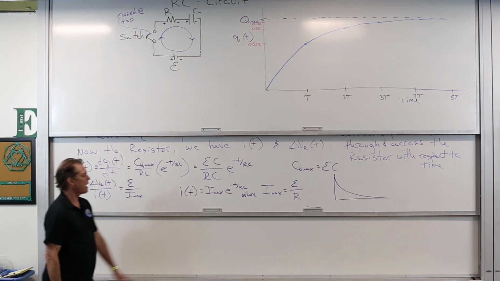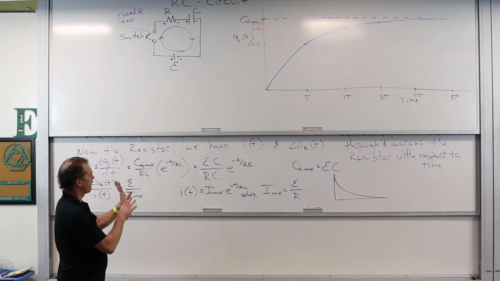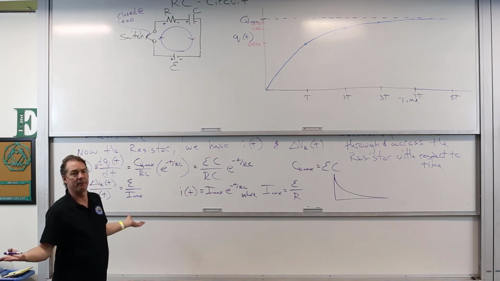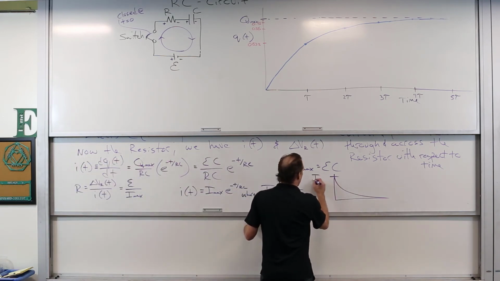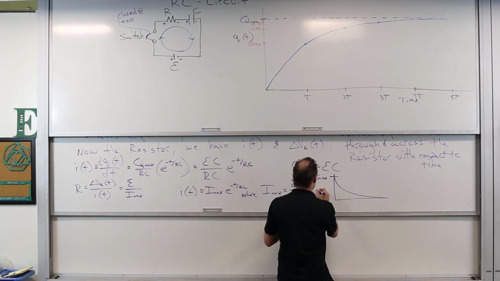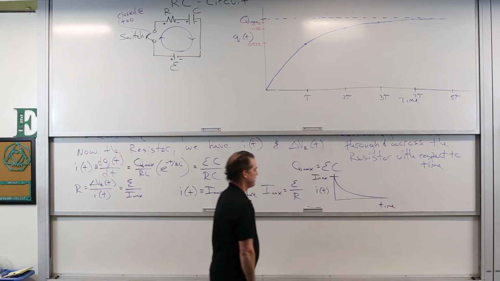And so to find a time constant and stuff, similarly to what we did, we're not going to do that for this, but get the idea there. Just got exponential decay. Here we would have I max, I of t, and then we've got time. And it approaches 0 as time goes on.